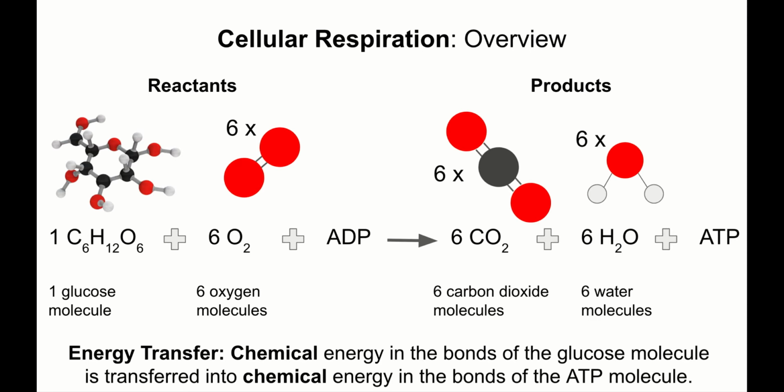So one more time, here's our cellular respiration overview. We need glucose and oxygen and ADP. And when we combine these ingredients in the mitochondria, they're rearranged into carbon dioxide, water, and ATP. And our energy transfer is chemical energy from the bonds of the glucose molecule is transferred into chemical energy in the bonds of the ATP molecule. And that's the process of cellular respiration.